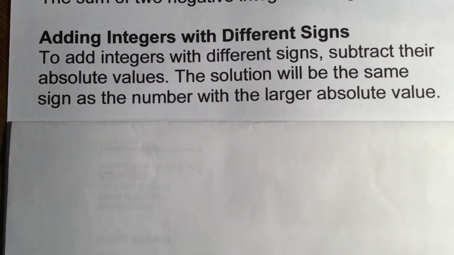then is when there's different signs. So, to add integers with different signs, you're actually going to subtract the two numbers. So you're just going to take the big number minus the small number, not worrying about signs. Big minus the small. And then whichever number was bigger to start, that's going to be the sign you're going to go with.